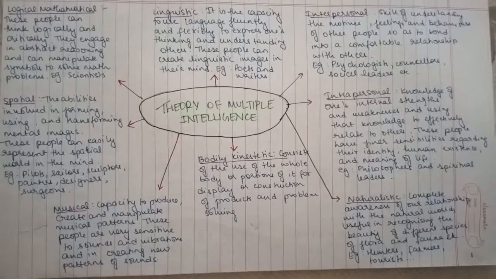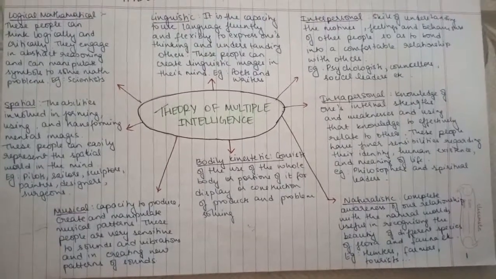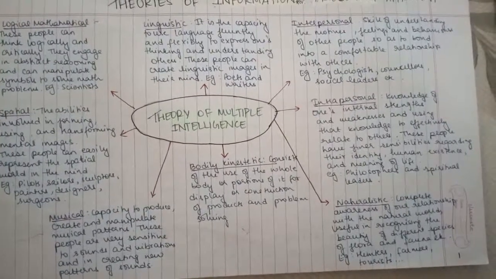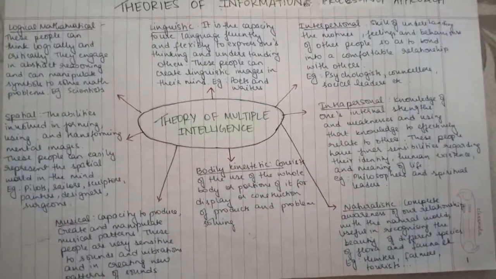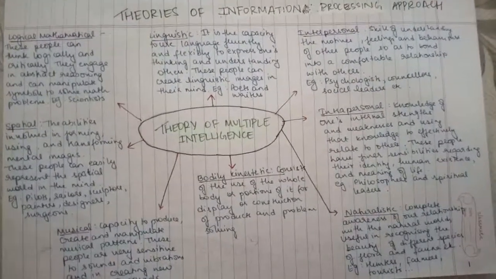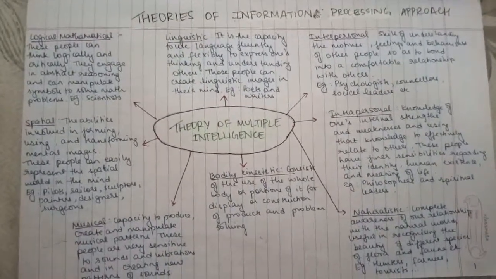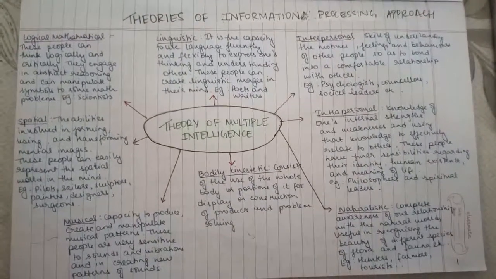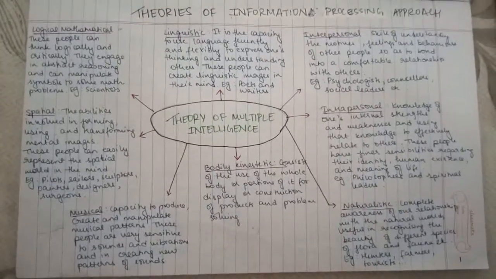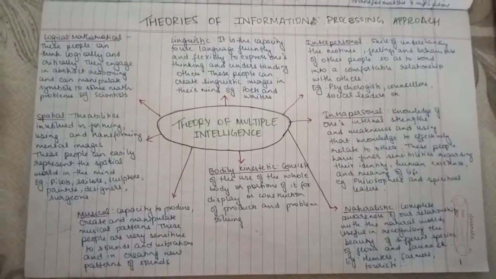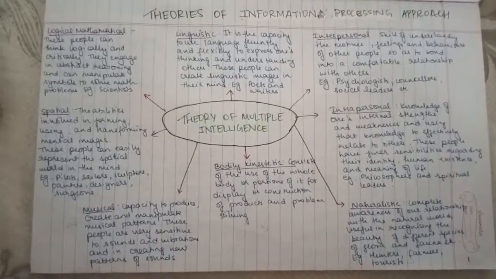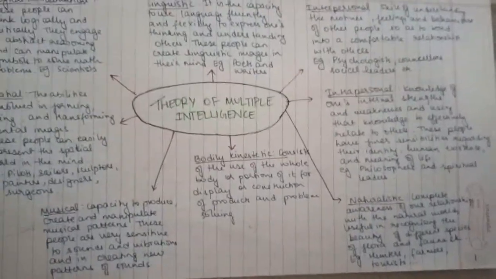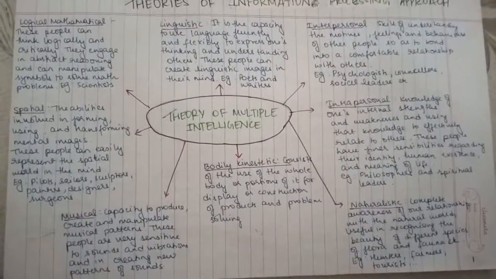Now come to naturalistic. Complete awareness of our relationship with the natural world. Useful in recognizing the beauty of different species of flora and fauna. Hunters, farmers, tourists. So even a farmer is intelligent. You can't say that a farmer is stupid or dumb. They are also intelligent, but the fact is that they have naturalistic intelligence. They have an intelligence wherein they can understand the beauty of nature, where they can use nature to get good products, right? So they have naturalistic intelligence, so never undermine a farmer.